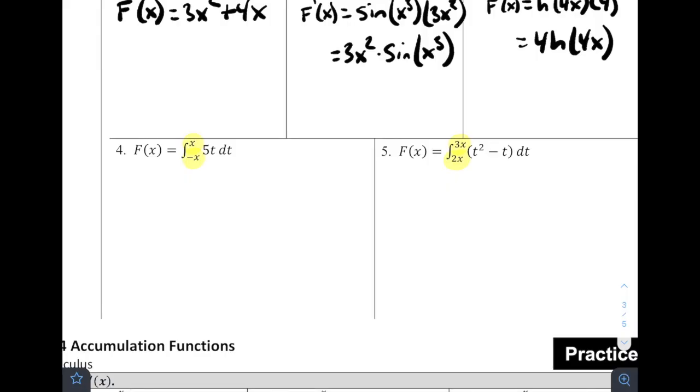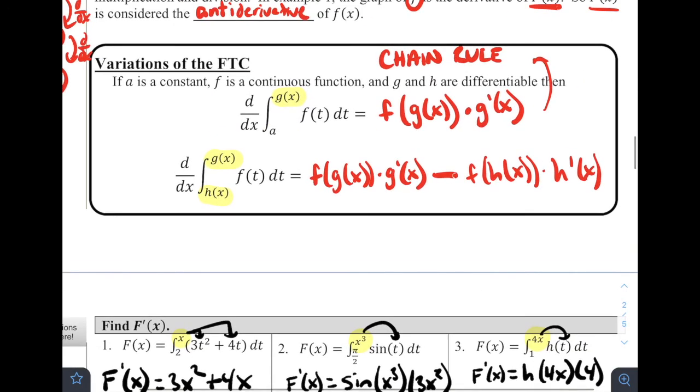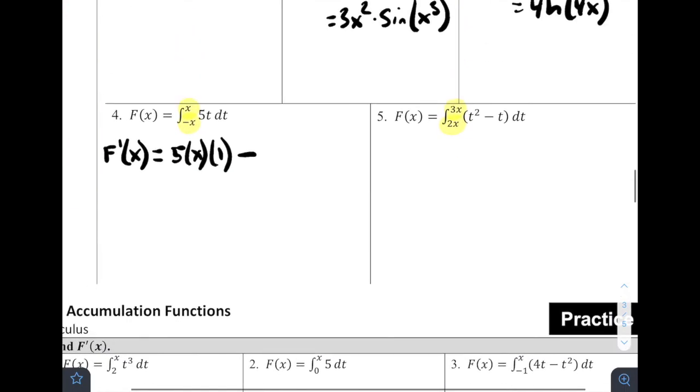So what do we do? The derivative of capital F of x, we'll call capital F prime of x, and that's going to equal 5. And instead of the t, we're going to replace the x in. But we also need to multiply by the derivative of the inside. The derivative of x is just 1. So I'm going to leave that there. We're going to subtract, because of that variation, the two parts. And then we're going to say 5 times negative x. That negative x is now going in for our t. And we're going to multiply by the derivative of negative x, which is negative 1.